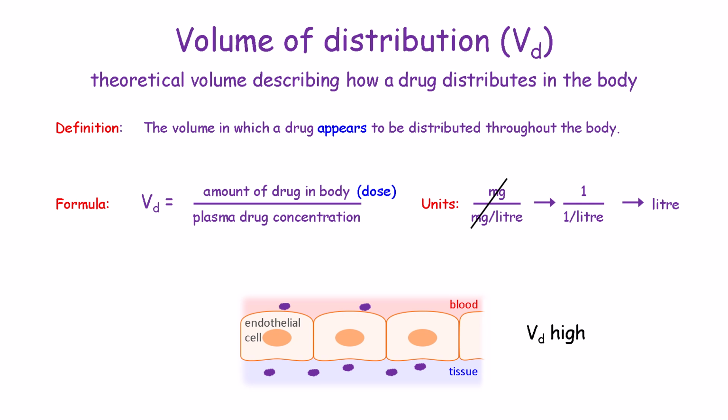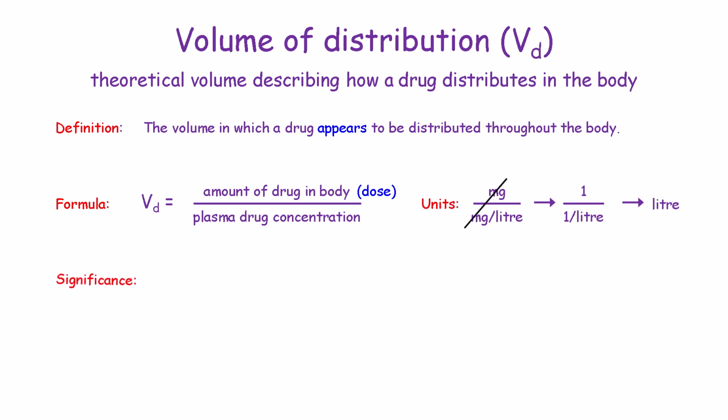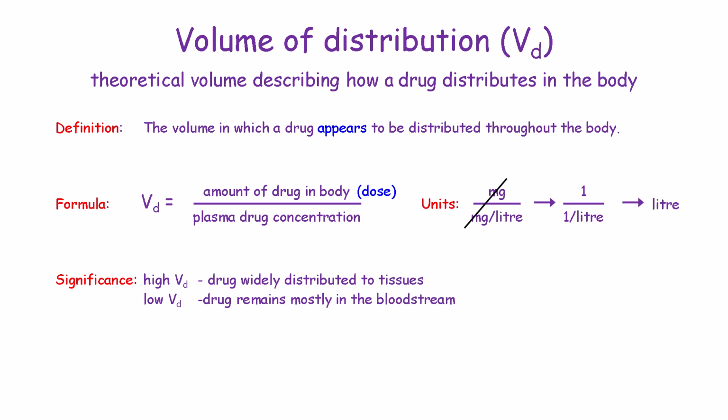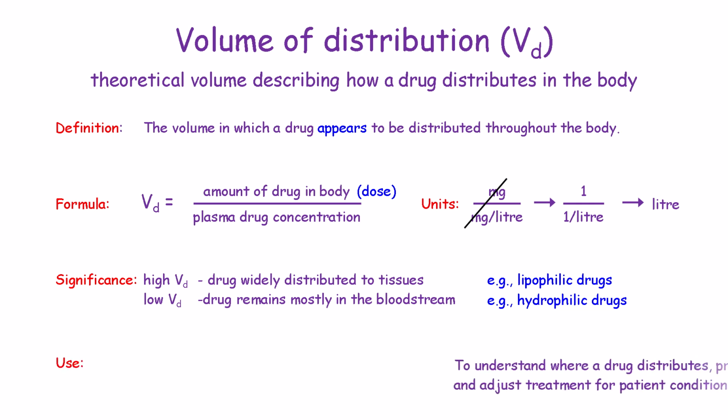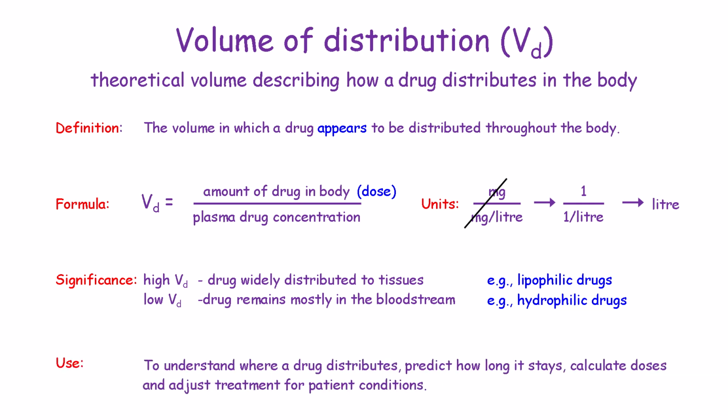So, a high VD means that drug distributes widely to tissues, lipophilic drugs, for example. A low VD means that the drug remains mostly in the bloodstream, for example, hydrophilic drugs. The volume of distribution is a useful measure for understanding where a drug distributes, predicting how long it stays in the body, calculating doses, and adjusting treatment for patient conditions.